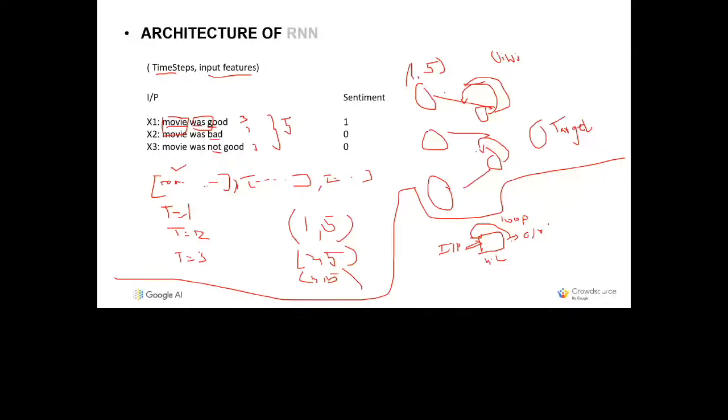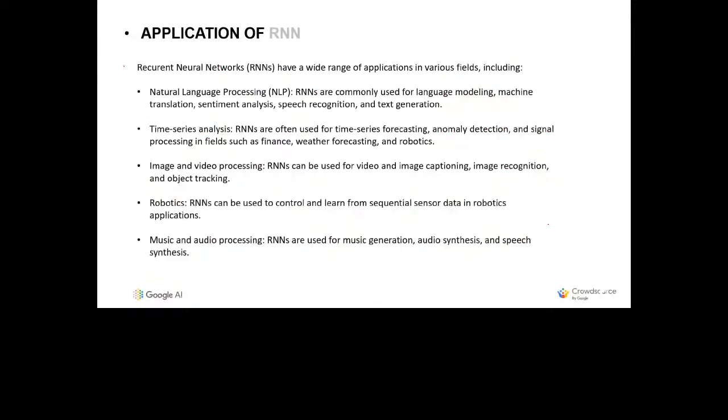Now let us talk about the applications. We have a wide range of applications in various fields, including NLP, that is natural language processing. Especially in today's world, ChatGPT, speech recognition, and text generation: this is the architecture that is running behind it. Time series analysis. Then we have image and video processing. If we have a series type of values, then we could definitely use this.